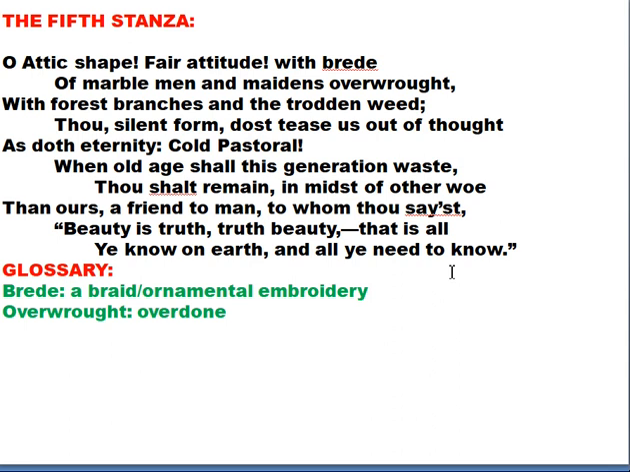Now the glossary here. Braid, ornamental embroidery; overwrought, overdone. Now we see in every stanza there are many words which appear to be archaic. They are no more in vogue. But still, we understand that in case of people like P.B. Shelley, John Keats, and S.T. Coleridge, we find many.